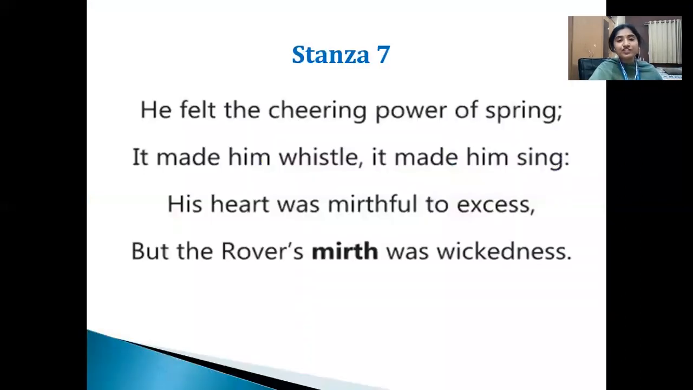He felt the cheering power of spring. It made him whistle, it made him sing. His heart was mirthful to excess, but the Rover's mirth was wickedness.